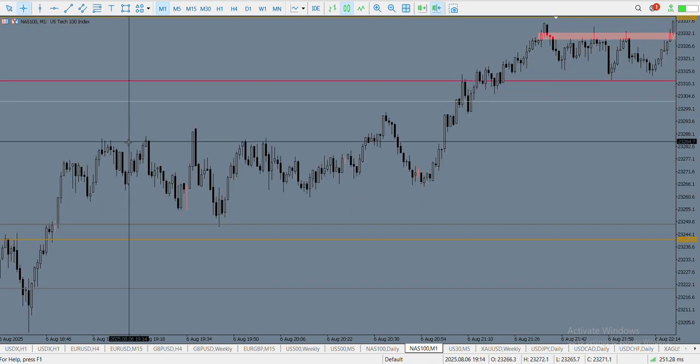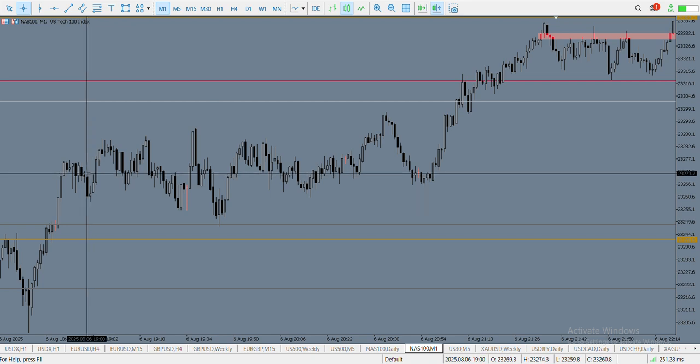So we ran higher. This was the lunch hour session now. From right here, lunch hour kicks in, and then you can see the consolidation right here. There's nothing really here in the lunch hour.